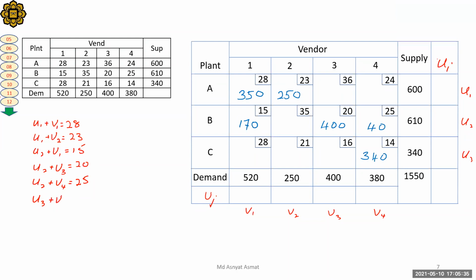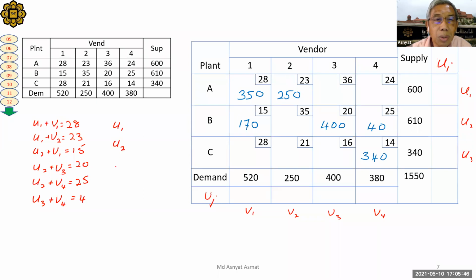U3 plus V4 equals 14. Now we are going to find U1, U2, U3, V1, V2, V3, V4. Okay, as usual, in normal practice, U1 equals 0. If U1 is 0, can we get V1?